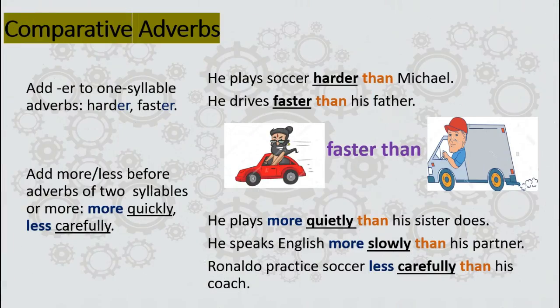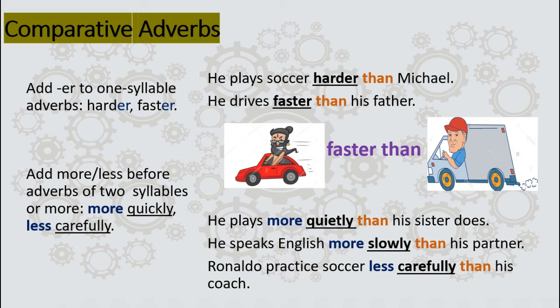So let's continue with this class. Now we're going to learn some rules about comparative adverbs. The rules are almost the same. In this case, we add er to one syllable adverbs. For example, harder, faster. Example, he plays soccer harder than Michael. He drives faster than his father.